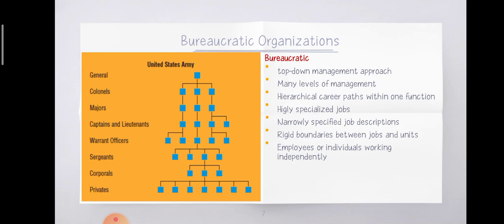Anyway, as I have said, bureaucratic is not a bad type of organizational structure, only that it works best in a stable and predictable environment.